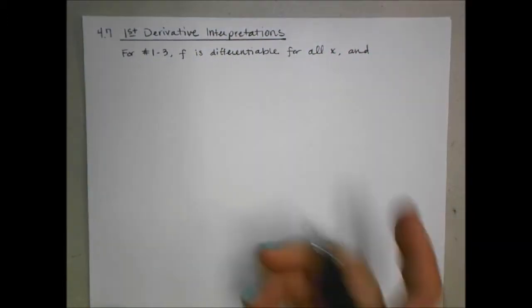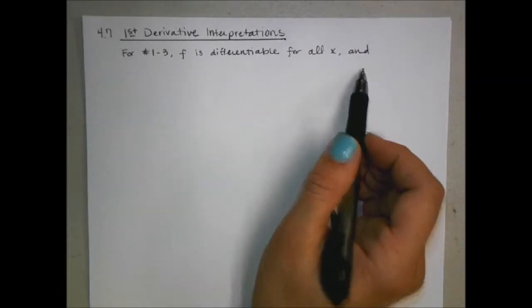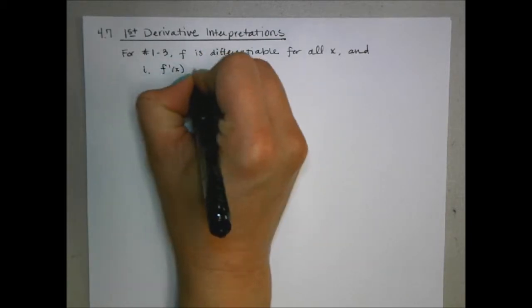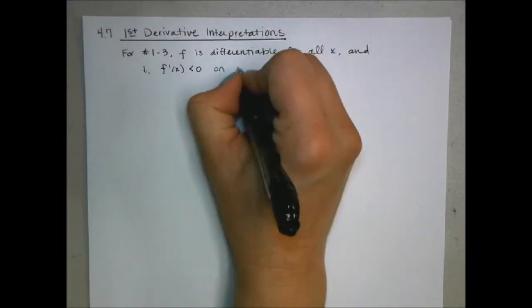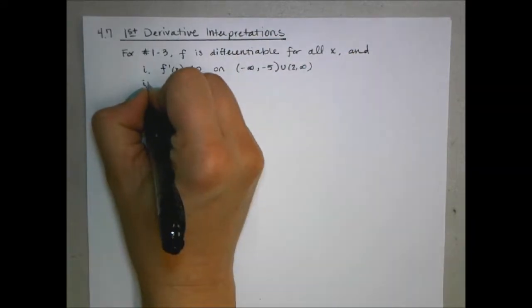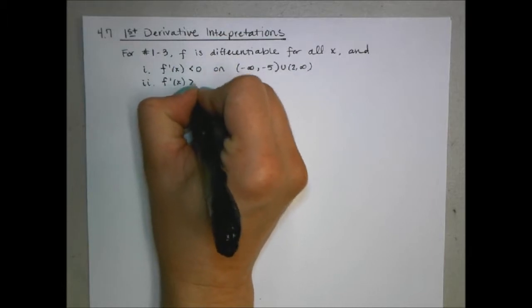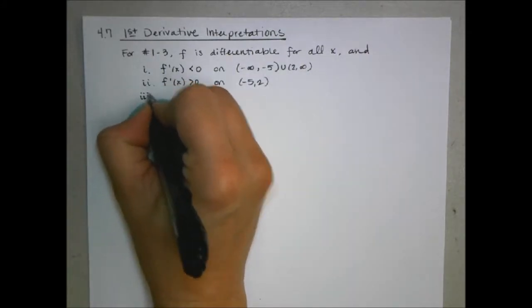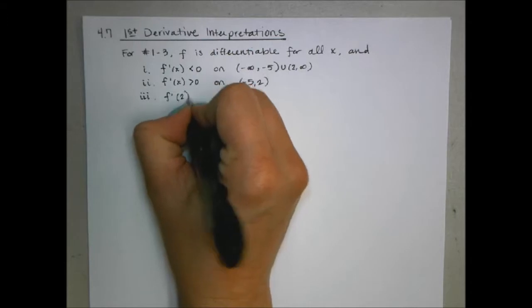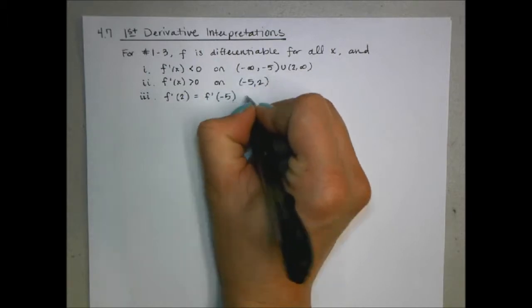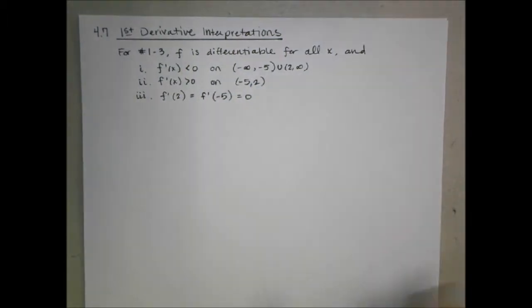So for our first examples, I'm giving you a differentiable function that also has a few other characteristics. We're told its derivative is negative on certain intervals. Second, the derivative is positive on other intervals. And third, the value of the derivative at 2 and the value of the derivative at negative 5 both have a value of 0. We're going to use this information to answer some questions.